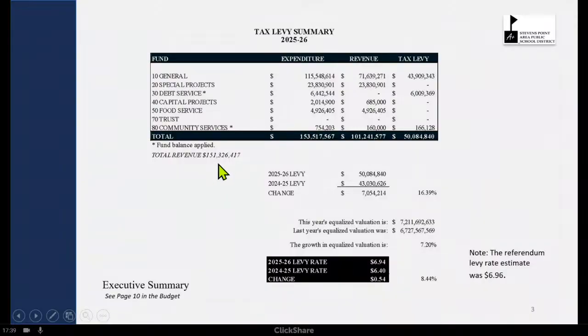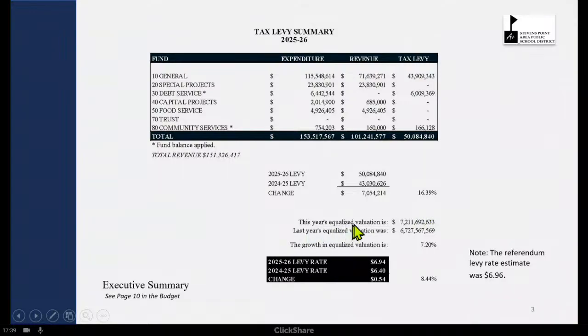And that total revenue for all funds is $151,326,417. The total expenditures for all funds is $153,517,567. So the total expenditures are a little bit more than the total revenue, and you'll see why that is as we continue in the presentation. The tax levy for 25-26 is $50,084,840. That is a 16.39% increase.